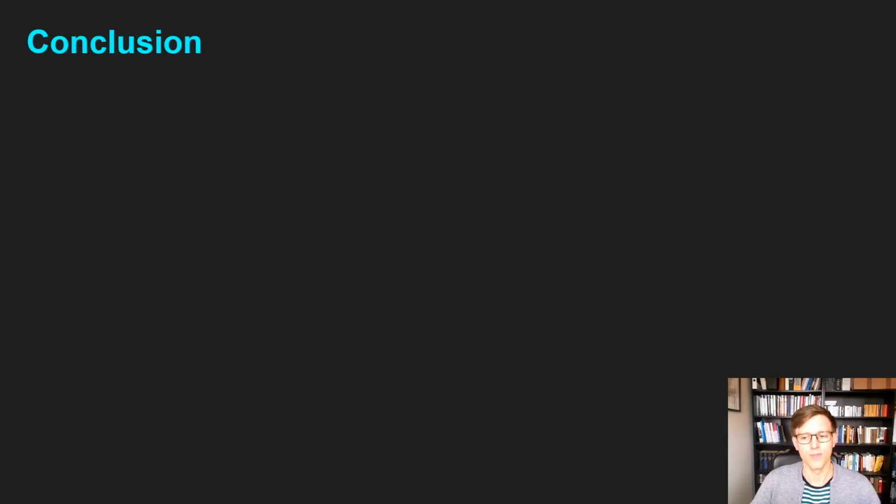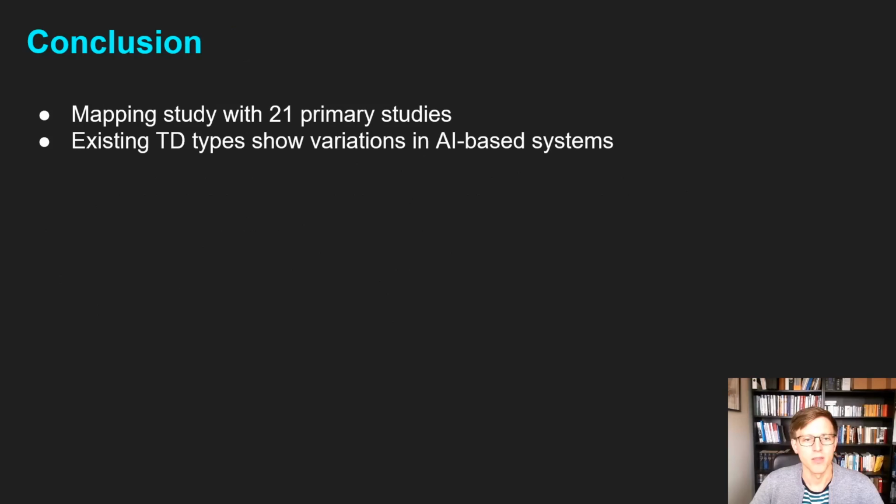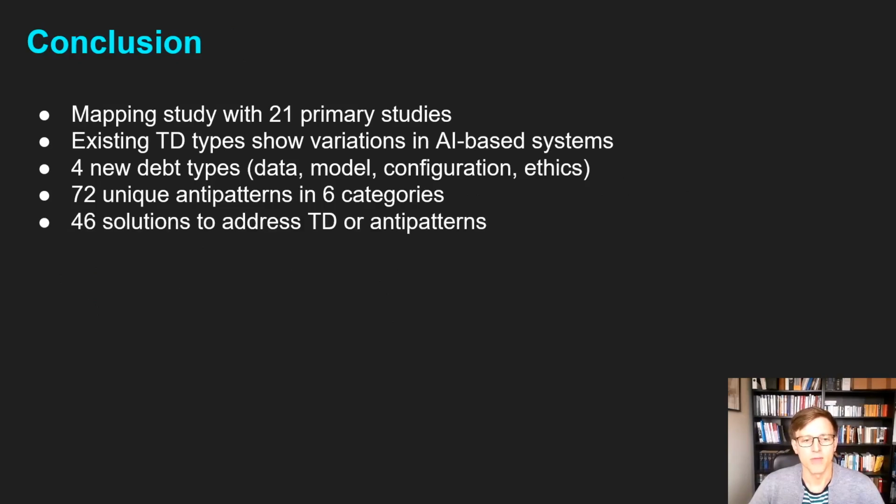So to conclude, we conducted a mapping study and identified 21 publications about technical debt and anti-patterns in AI-based systems. By analyzing these studies, we observed that existing types of technical debt show variations in these systems. We also identified 4 new types of technical debt. We also extracted 72 unique anti-patterns and categorized them in 6 different groups. Lastly, we identified 46 solutions to address technical debt or anti-patterns in AI-based systems.